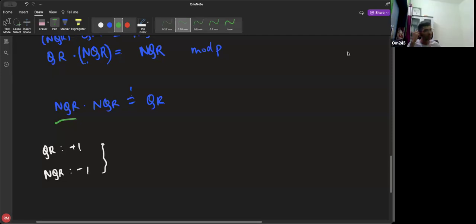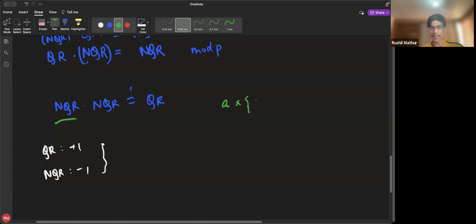Yes. Okay, cool. So let's actually fix an NQR. Let's imagine some number A is an NQR, and let's try to see what happens when we multiply it with each of the numbers from 1 to p minus 1.